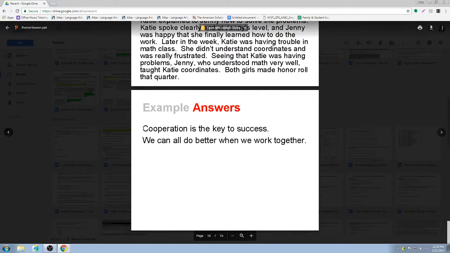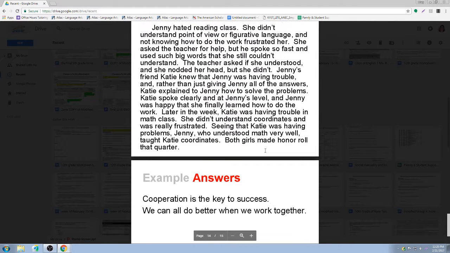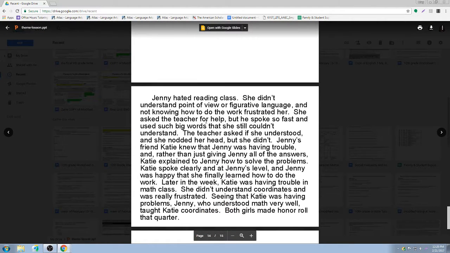So, theme is cooperation is the key to success. We can all do better when we work together. Okay, so those are two examples of the theme of this story that we're about to read. And we're going to read the story and we're going to figure out what parts of this story tie into this theme or support the fact that these are themes. Okay? Cooperation is the key to success. We can all do better when we work together. Okay, so let's read this story.